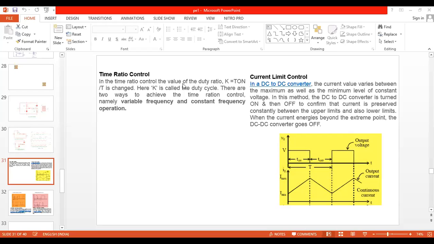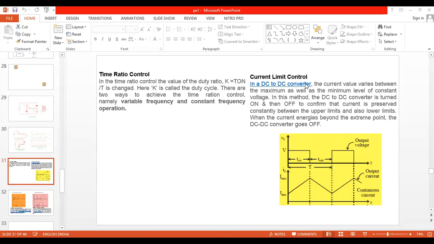Time ratio control, we are having the duty ratio, which is T on by T. Here it is represented by K. Okay, generally we can also use the delta. So time ratio control depends on the frequency. So variable frequency system or constant frequency system.